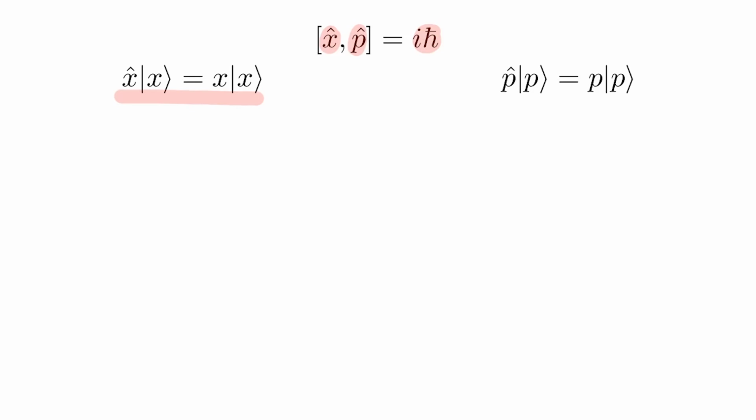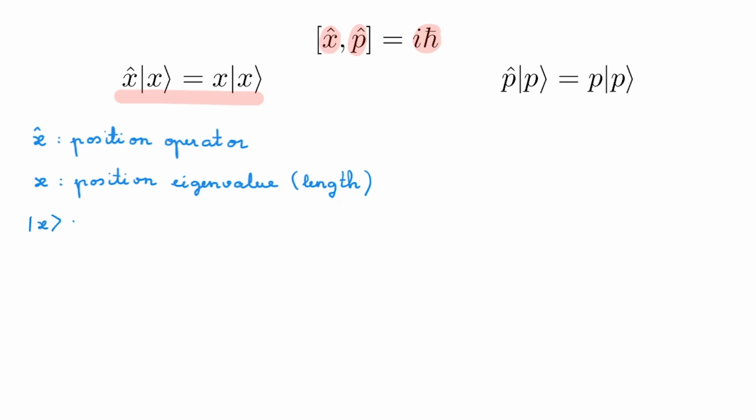And to be clear, what I mean here by x hat is the position operator. By x, I mean the position eigenvalue, which is a quantity that has units of length. And what I mean by the ket x is the ket associated with the eigenvalue x. The position operator is a Hermitian operator, and therefore its eigenkets form a basis that we can choose to be orthonormal. What that means is that we can write the bracket between x and x prime as equal to the delta function at x minus x prime.